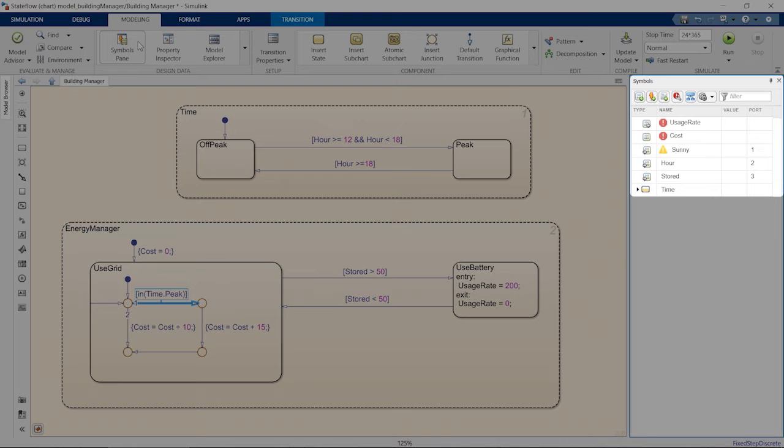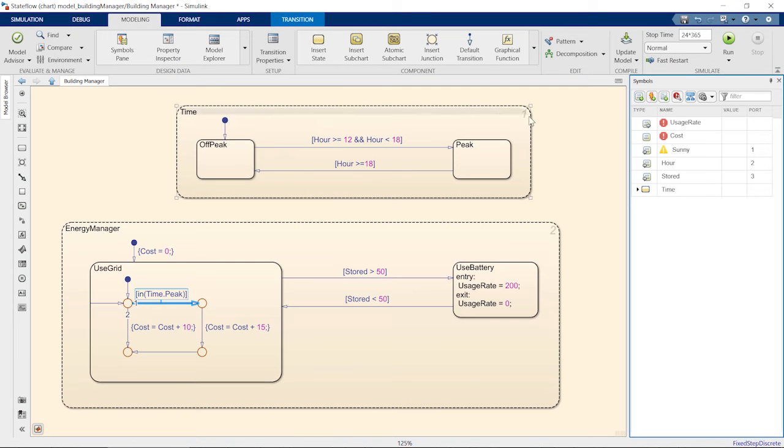Notice that we already have 3 input symbols, which correspond to the 3 input ports that we created from the top-level model. Let's click on Resolve Undefined Symbols. This will automatically confirm the symbols we've used and define their data scope based on how they are being used. In particular, each of the input and output data symbols will become a port of the chart block.